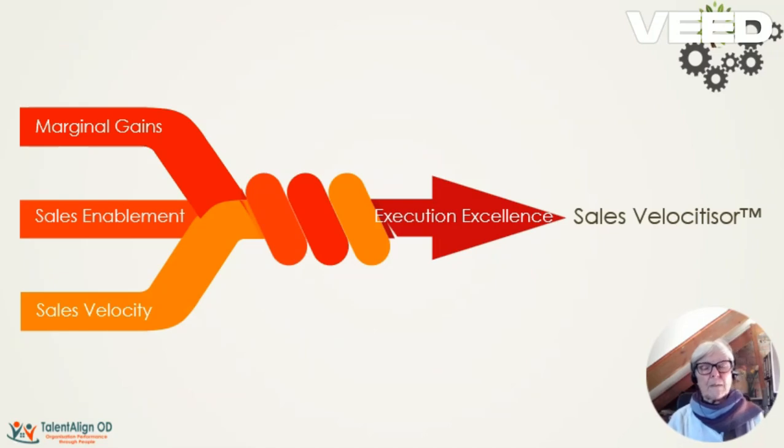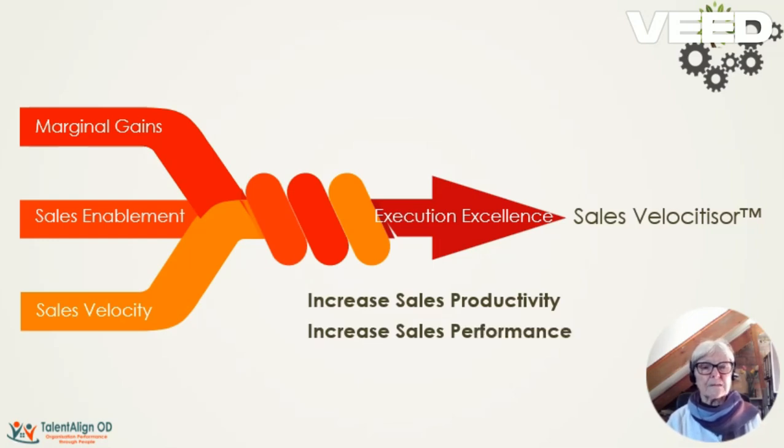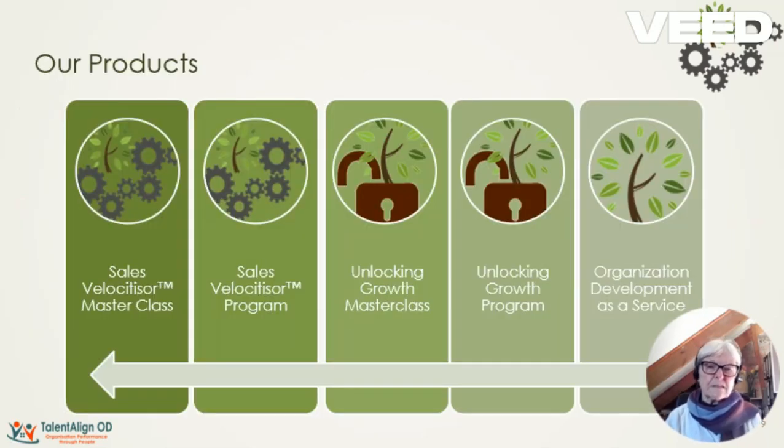So this is then what makes up the Sales Velocitisor Accelerator program. It's your strategic sales and marketing plan to increase sales productivity, increase sales performance, and increase sales growth. We have 2 basic programs for organizational growth, the Sales Velocitizer and Unlocking Growth. Each is available as a 1.5-hour masterclass, which is like an executive overview, and as a 3-month accelerator program, during which time the work actually gets done. And of course, we're available for organization development work on an ad hoc or contract basis.